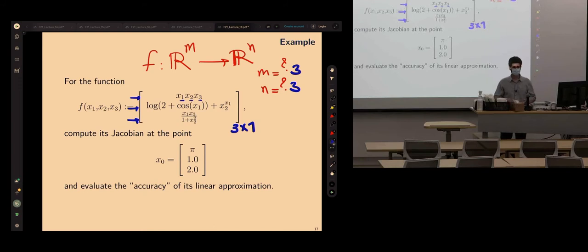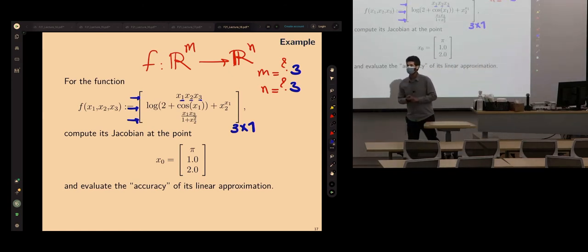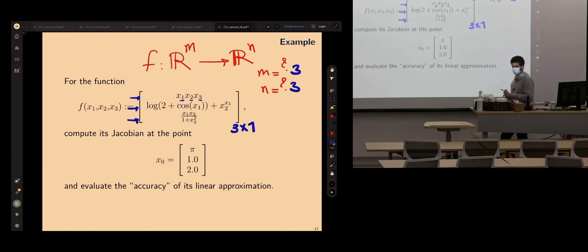Now, this is unlike linear functions. This is very complicated. The function takes three variables, mixes them up in a very complicated way and spits out some numbers. At any point, you can evaluate this and you get a three-vector. So n is the number of different rows in the function, and m is the number of variables that go into the function. M is the number of variables in the domain, and n is the number of outputs.